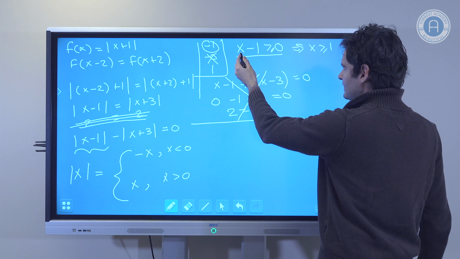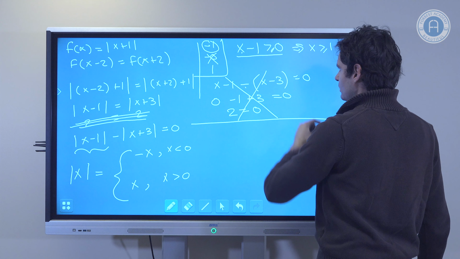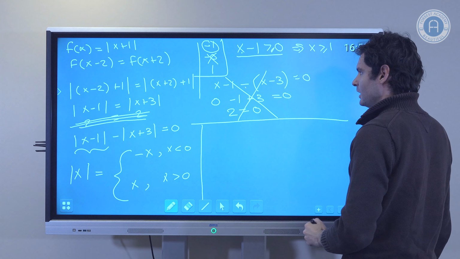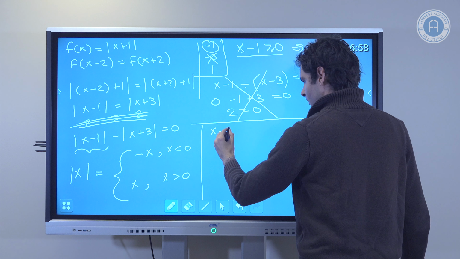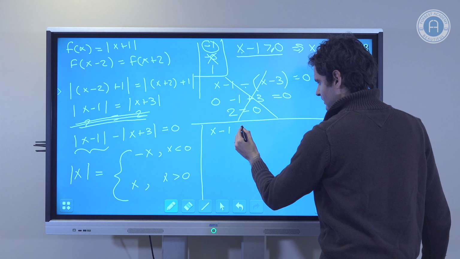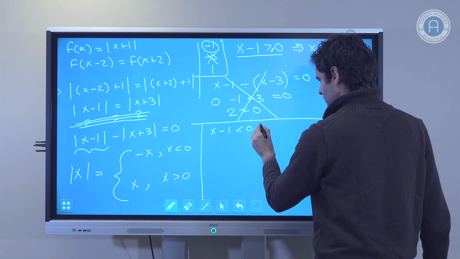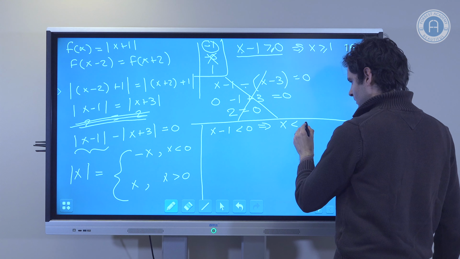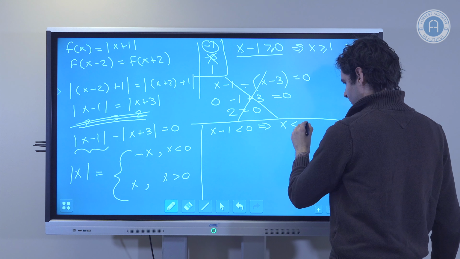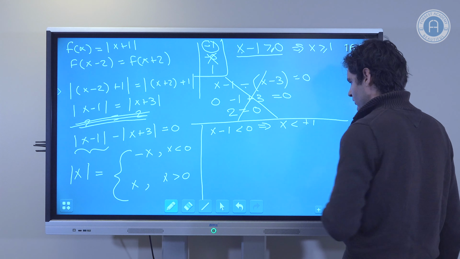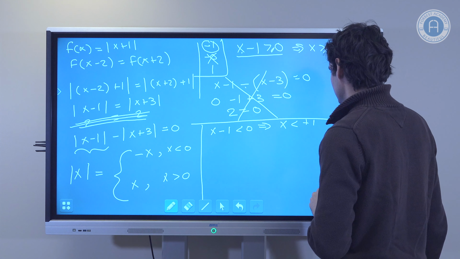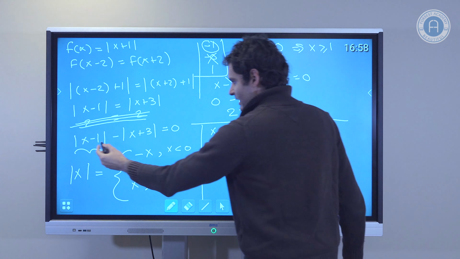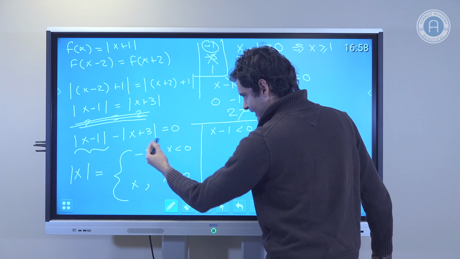Okay, so we started with the case x minus 1 bigger or equal to 0. Now let's take the opposite case. So we can take the other branch of the absolute value. So let's now say that x minus 1 is less than 0, which means that x is less than, let's say, minus 1. Sorry, plus 1. Right? x less than 1. Okay. If x is less than 1, then the absolute value of x minus 1 takes the negative branch.